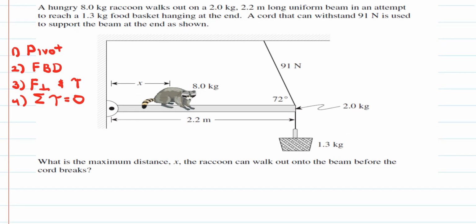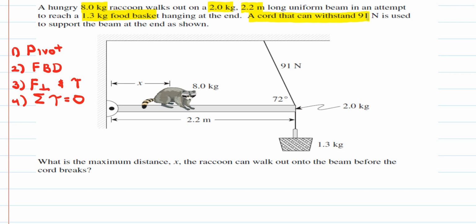So there's a lot going on here. We have a hungry 8-kilogram raccoon walking out on this uniform beam, and the beam is 2 kilograms and 2.2 meters long. The raccoon is trying to reach the 1.3 kilogram food basket hanging at the end. We also have a cord that can withstand 91 newtons to support the beam.